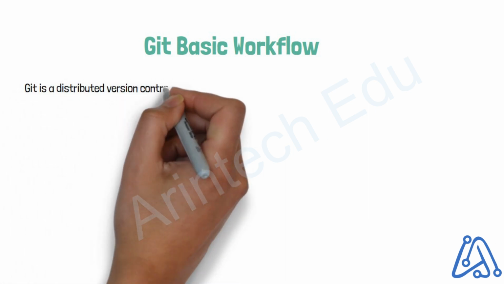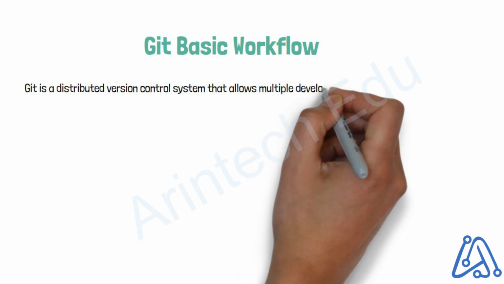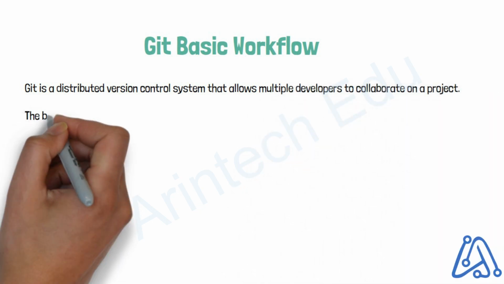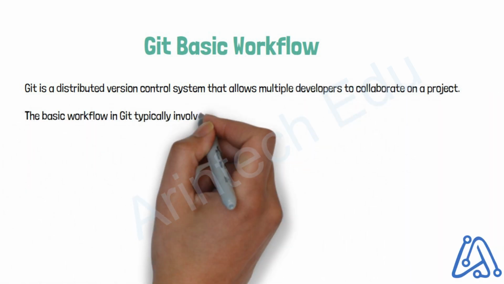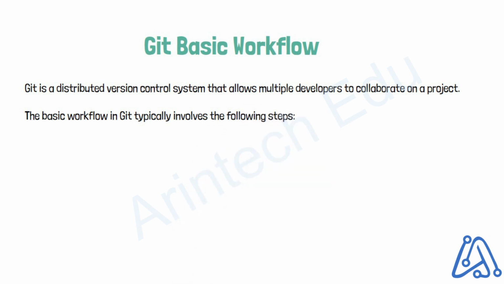Git is a distributed version control system that allows multiple developers to collaborate on a project. The basic workflow in Git typically involves the following steps.